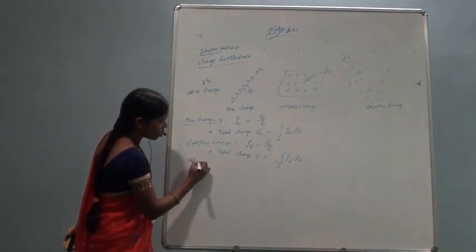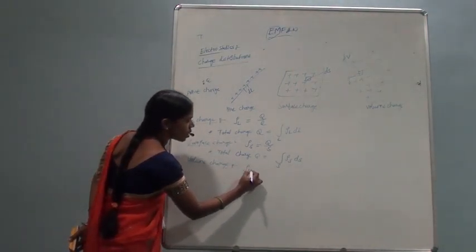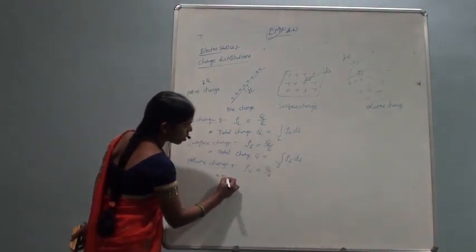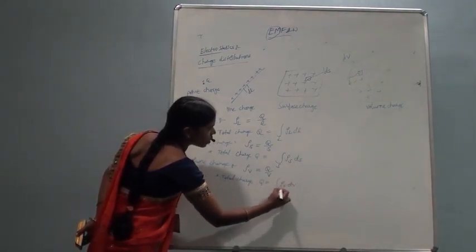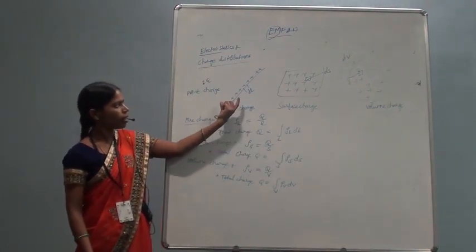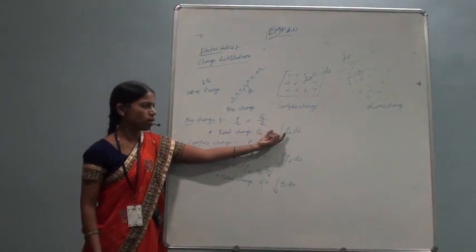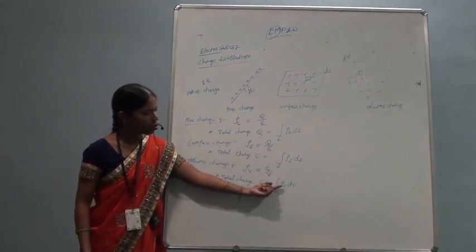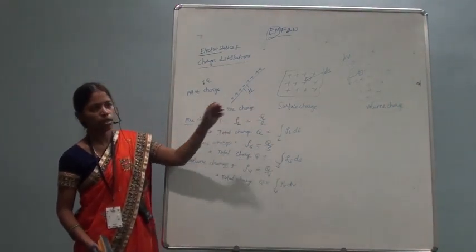Next, volume charge. The volume charge density is given by rho v, which is equal to charge per volume, and the total charge is given by integrating rho v dv over the volume. So these are the different kinds of charge distributions, and the total charge distributed over a line, a surface or a volume is given by Q is equal to integral rho l dl, Q is equal to integral rho s ds, and Q is equal to integral rho v dv. So these are point charge, line charge, surface charge and volume charge.